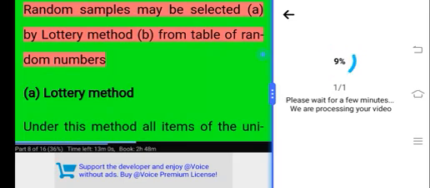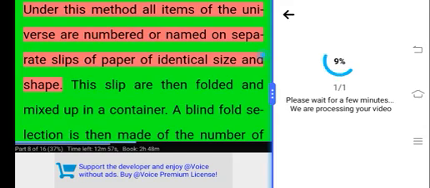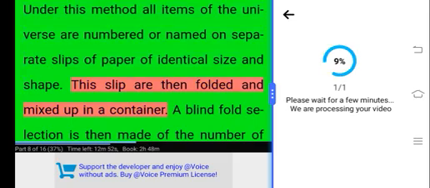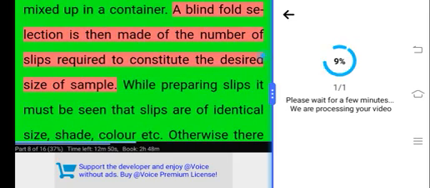Random samples may be selected by (A) lottery method or (B) from a table of random numbers. A. Lottery method. Under this method, all items of the universe are numbered or named on separate slips of paper of identical size and shape. These slips are then folded and mixed up in a container. A blindfold selection is then made of the number of slips required to constitute the desired size of sample.